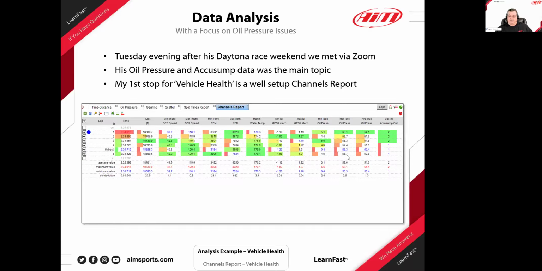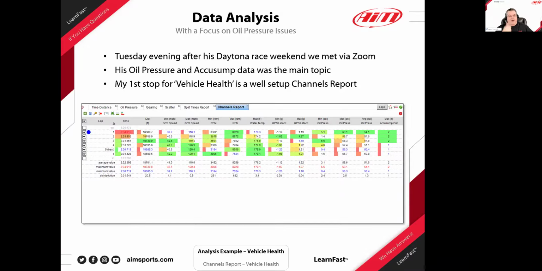His maximums, pretty consistent. They almost always will drop a little bit as the oil temperature comes up, as the run goes. And then I always like to put an average just so you can watch and see how much the average oil pressure drops. And then the last one here on the channel report is an AccuSump count. I'll talk more about these math channels in a little bit, but this is the number of times that the AccuSump actually triggered itself per lap in this race. And that's of course important, and that was something that he really wanted to know.